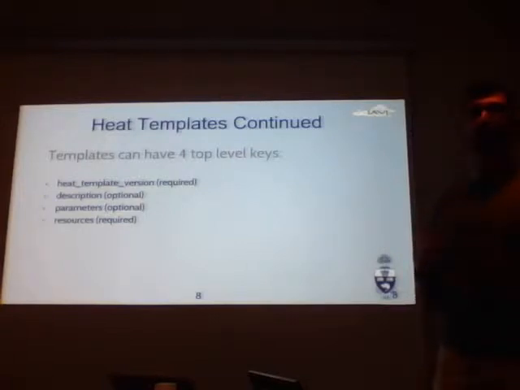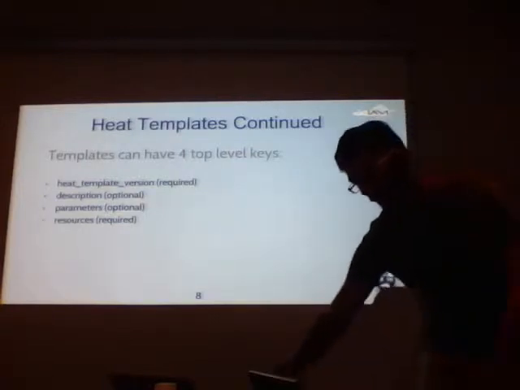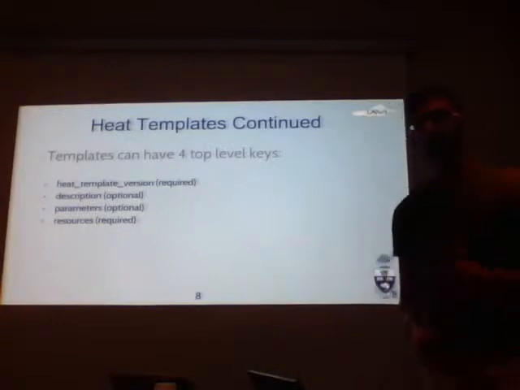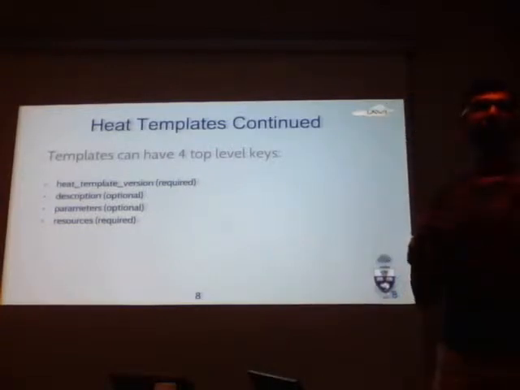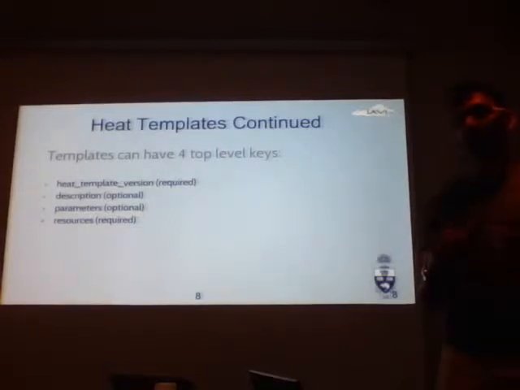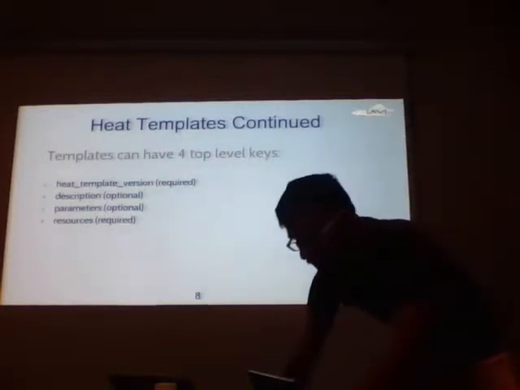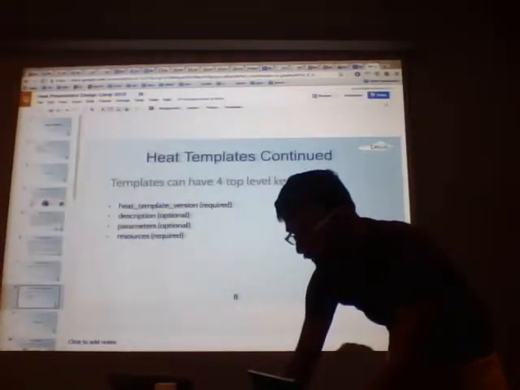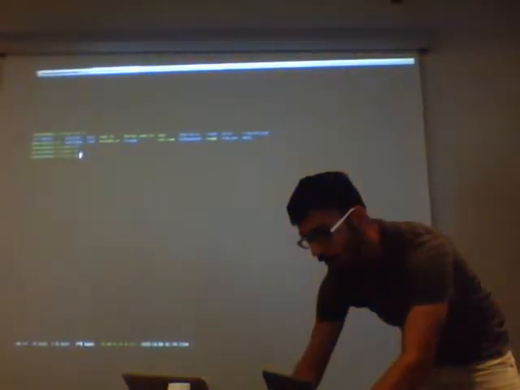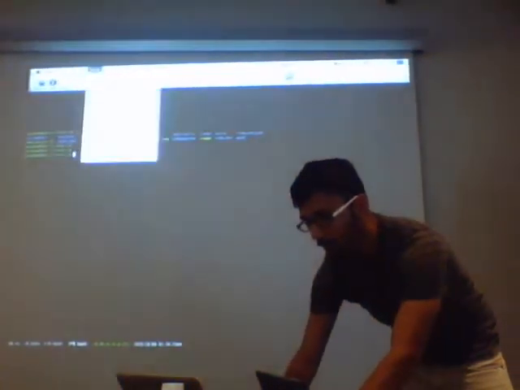The third one is parameters. Again, this is also optional. Maybe you have something in your template that you want to be specific to different users or different deployments. That you can specify as a parameter. And then finally you have resources. These are required, and these are the things that are actually being created: servers, networks, storage devices, etc. So let me just show you a quick example of a template file.